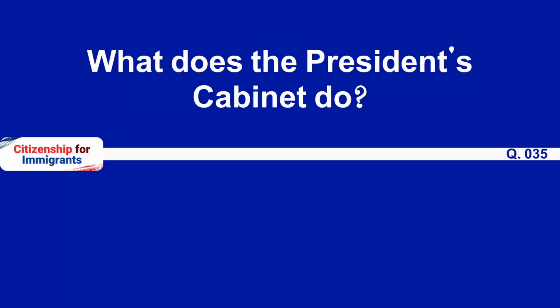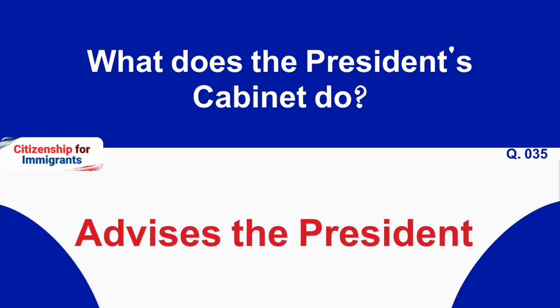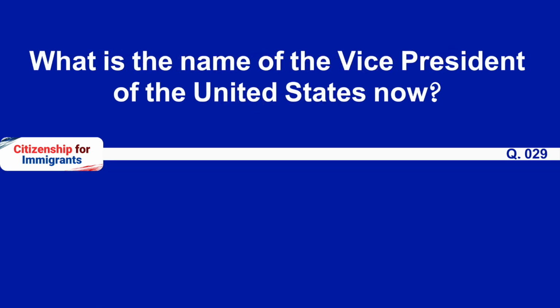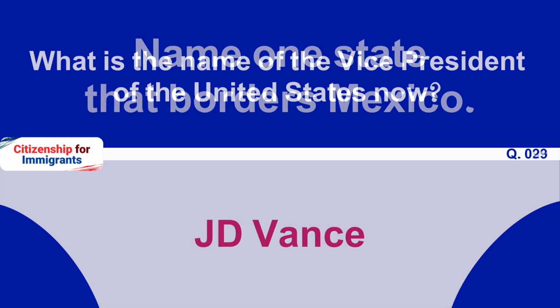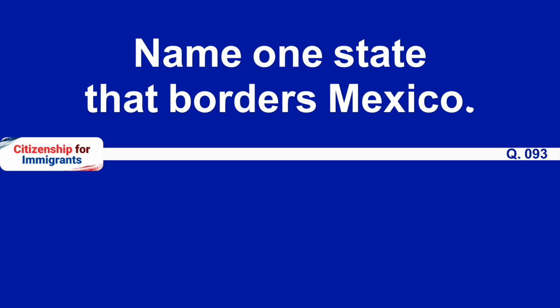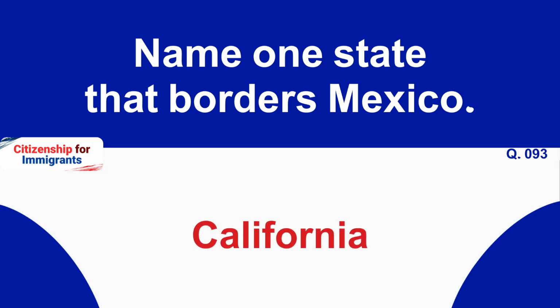What does the President's Cabinet do? Advises the President. What is the name of the Vice President of the United States now? J.D. Vance. Name one state that borders Mexico. California.